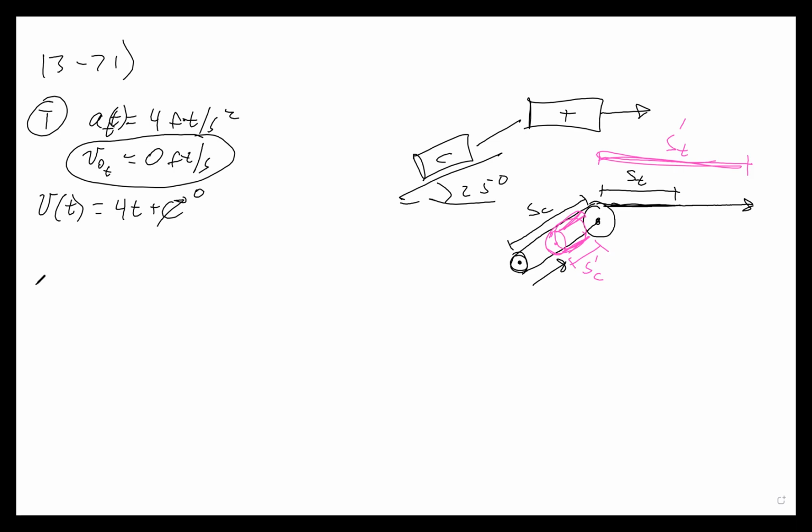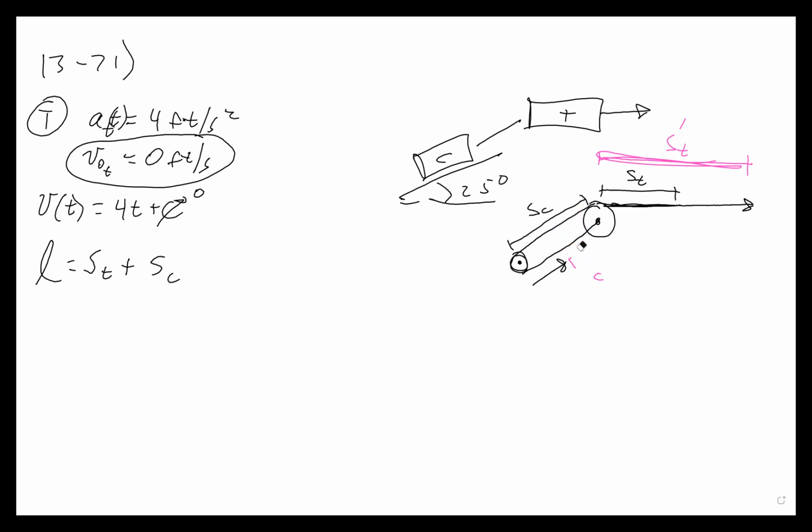That means there's a length of the cable, which I'm going to represent as L. That's going to be equal to the sum of however long the truck part of the cable is plus however long the car cable is. But the car cable is happening twice.